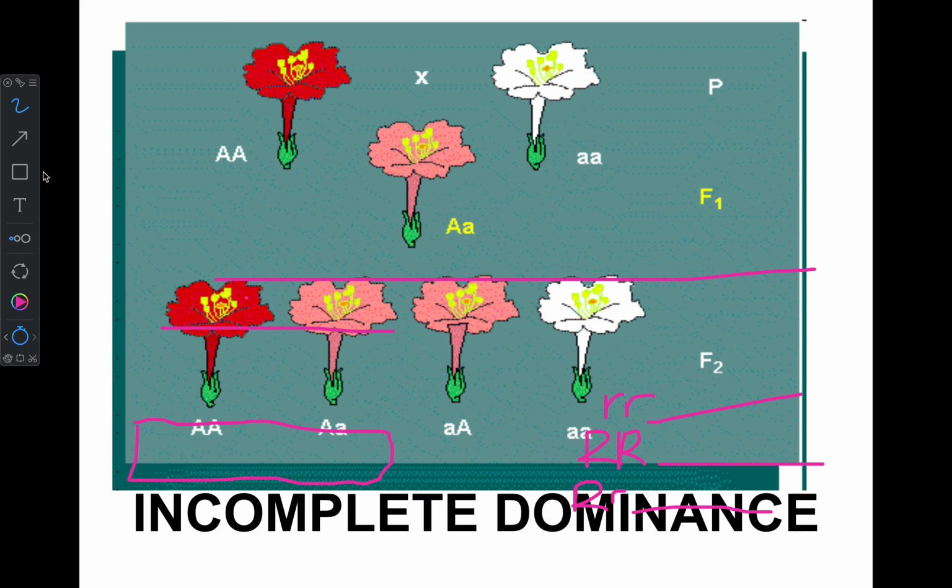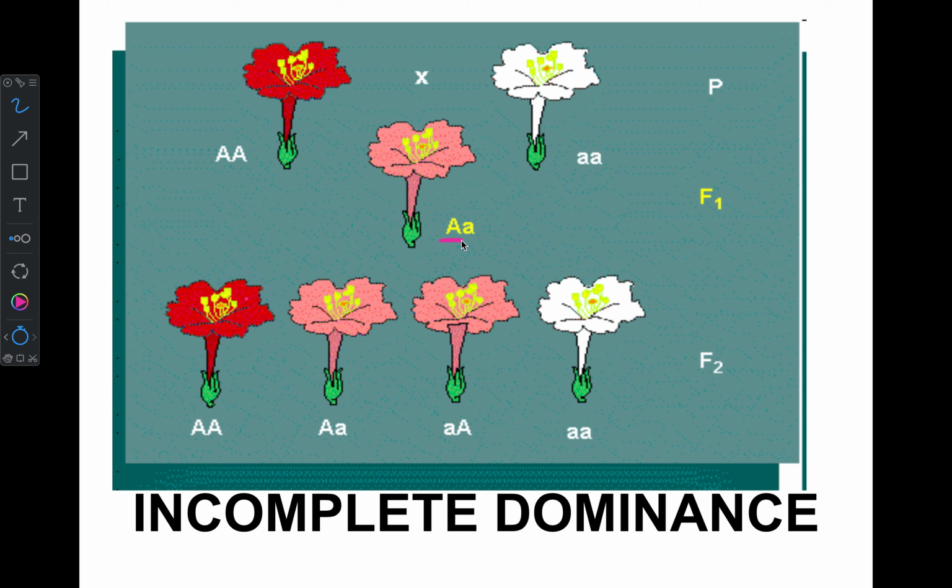So here's an example of that. Your three phenotypes are red, pink, and white. In this example, your red is fine, it's the same, and your white is fine. Those homozygous phenotypes are totally the same. It's just when you get to heterozygous that things get different. That's because the dominant allele, that capital A, is not completely dominant. So you're going to get an in-between trait.